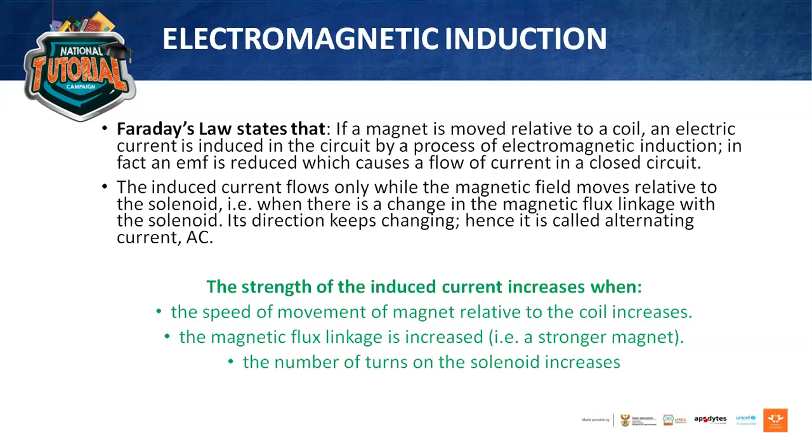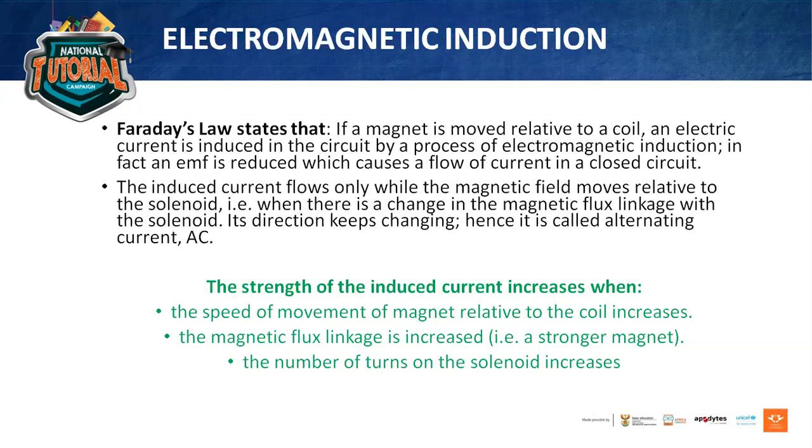So the induced current flows only while the magnetic field moves relative to the solenoid. For example, when there is a change in the magnetic flux linkage on the solenoid, and the direction keeps changing, hence it's called an alternating current. Okay. Are we all still good together?